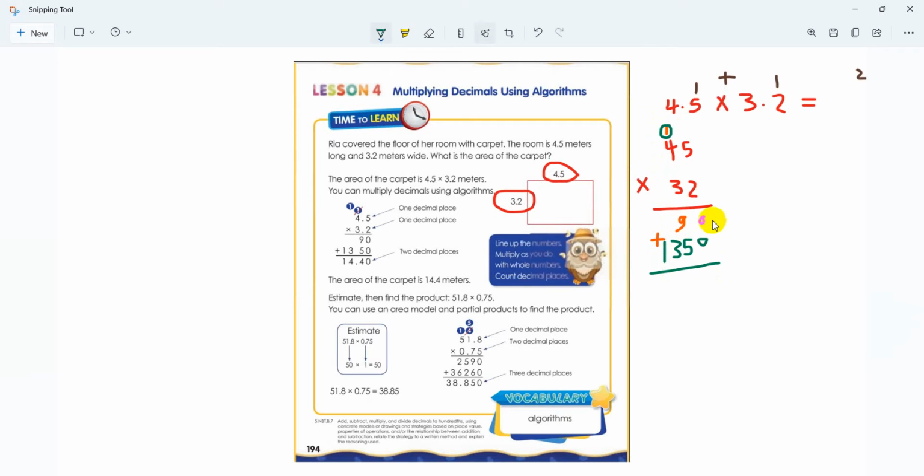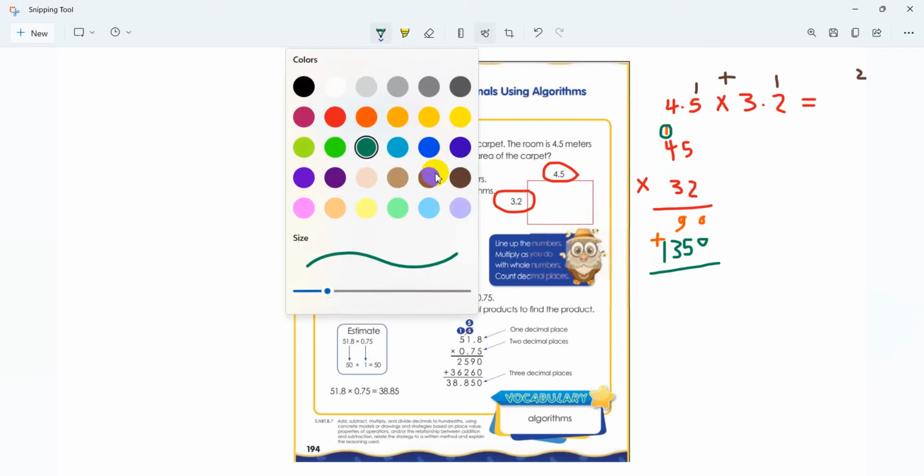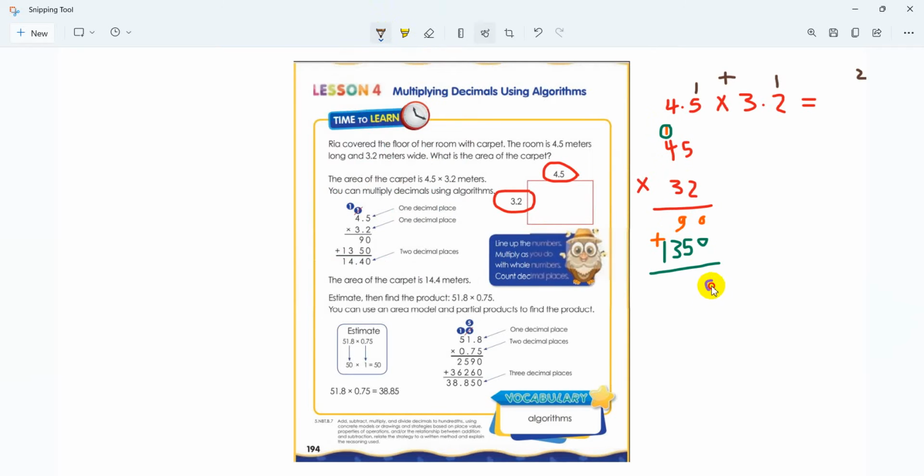Then we add: 0 plus 0 equals 0. 9 plus 5 equals 14. 4 and carry up 1. Then 3 plus 1 equals 4. And then we put the 1 at the end, this one. Now it's 1440. We write the same number here. 4.5 multiplied by 3.2 equals 1440. No, we have to put the decimal point according to the decimal places.